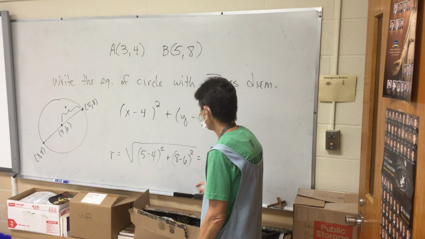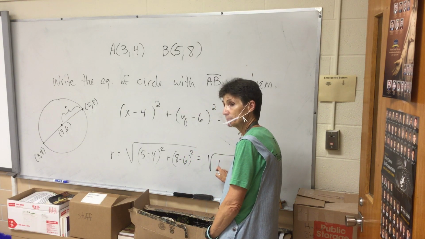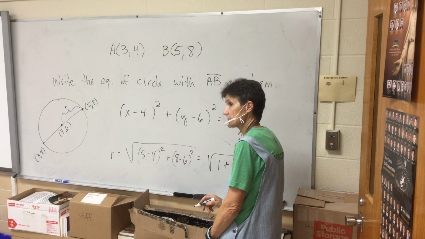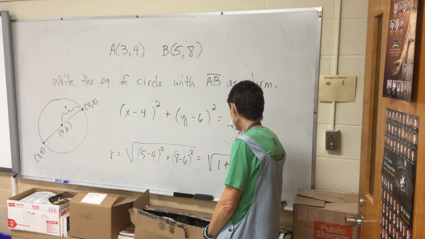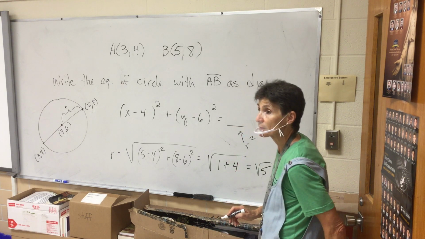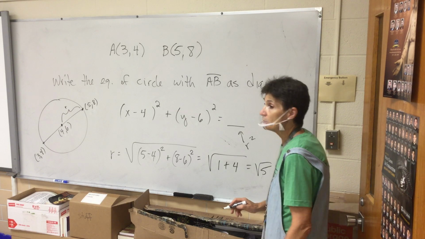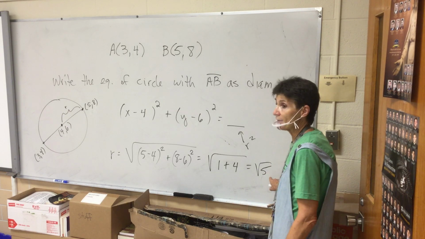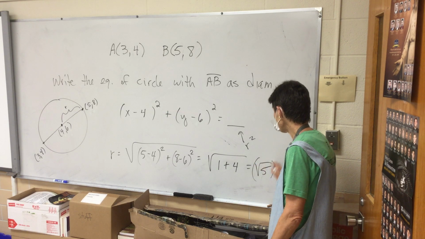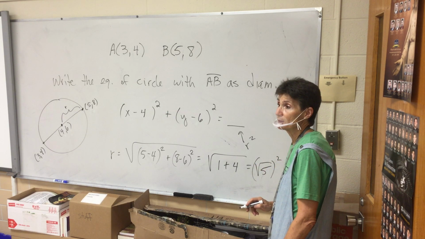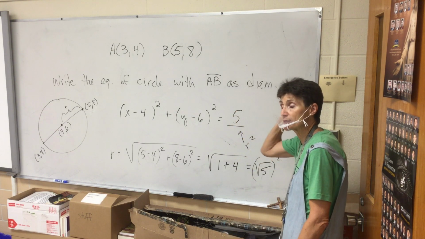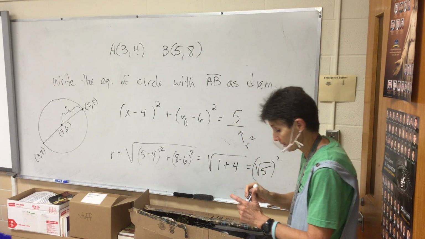So 5 minus 4, 1. 8 minus 6, 2, but it's squared, so it's 4. So this is the square root of 5? No, it's 5. I've got to square this. And what happens when I square a square root? It goes away. So r squared, this blank is always r squared.